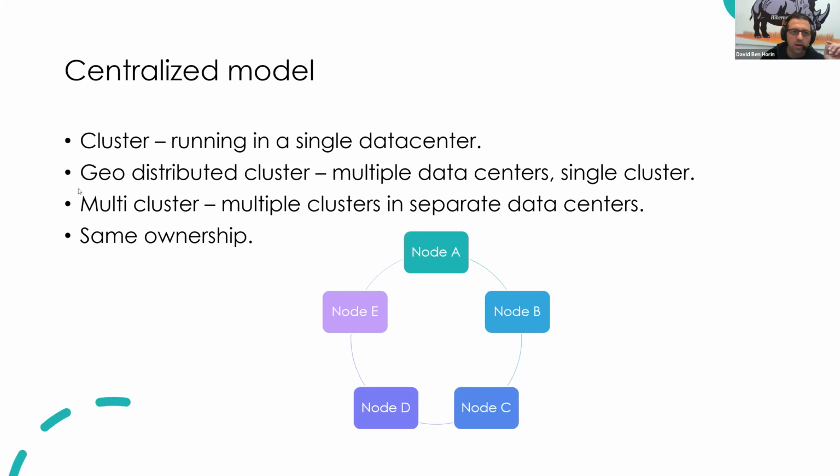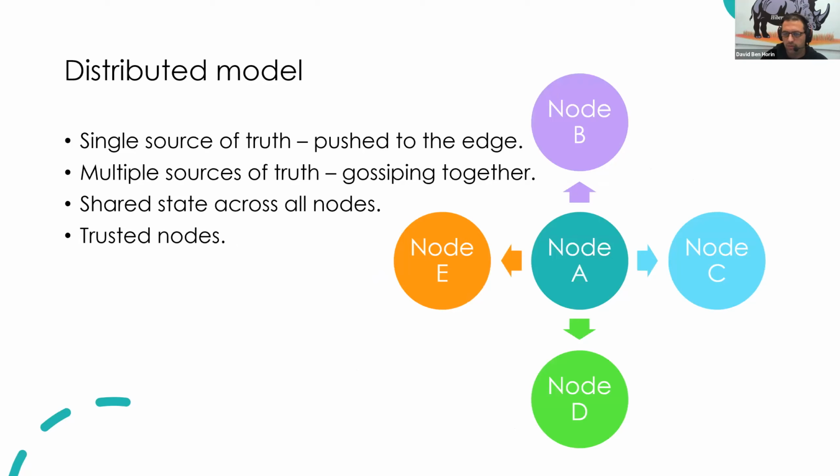A different model is the distributed model. In this case, the whole idea is that we have one node, and that node may actually be a cluster. And that cluster or that node pushes the data down. Now, how does it work?